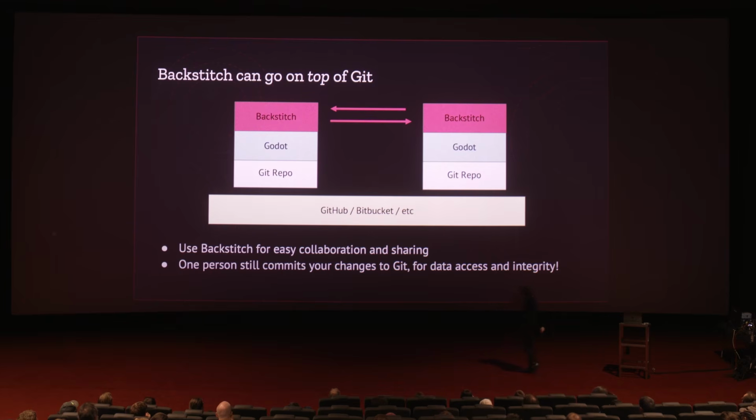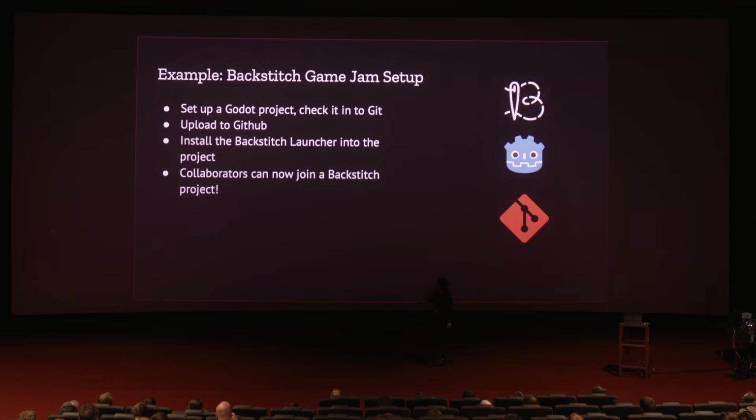And that's fine. So what Backstitch does is it can go on top of each person's repository. So let's look at how that would work in a game jam setting. So you would set up a Godot project like normal and check it into Git, and you would upload it to GitHub like usual, and you would install the Backstitch launcher into the project. And collaborators can now join a Backstitch project by running the launcher.